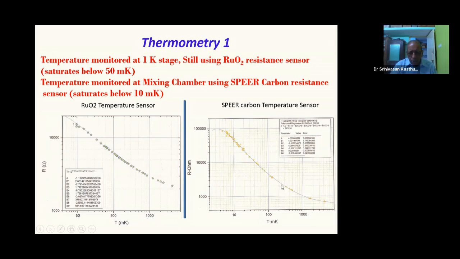Okay, the resistance of the thermometer again varies in this manner. The x-axis is in a temperature scale of millikelvin, and the y-axis is the resistance values starting from very low resistance values to almost 100,000 ohms. This is for the Spears carbon resistor. The resistance value saturates below about 10 millikelvin, and therefore they are not useful below this temperature.